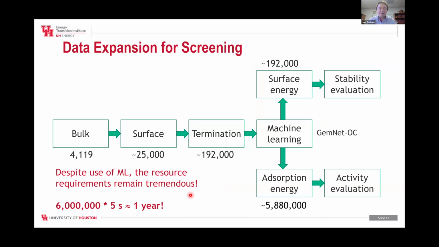If that takes 5 seconds per calculation, you still need approximately 1 year of supercomputing time to get it all done. Now, we didn't wait for 1 year to start looking at everything. So many of these calculations were submitted in parallel and were running side by side. And so we can get a lot of these things done faster and don't have to wait 1 year to see all of the results. But I just wanted to give you an idea of how computationally expensive this is, despite using machine learning and high performance computing.